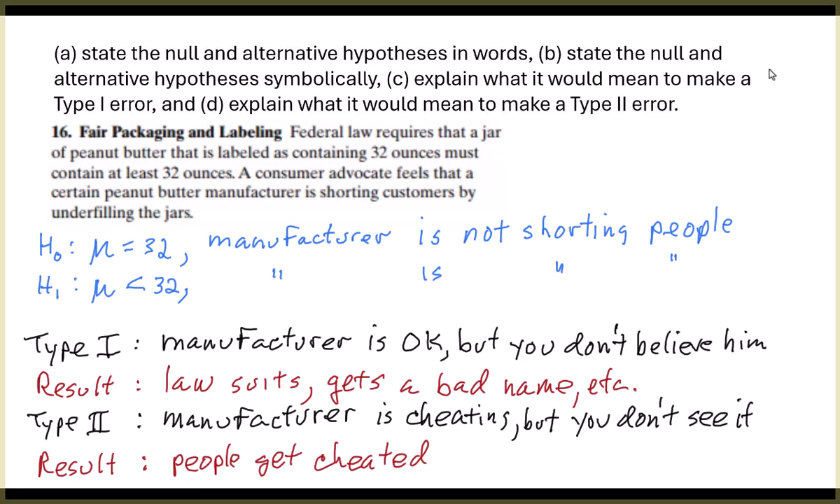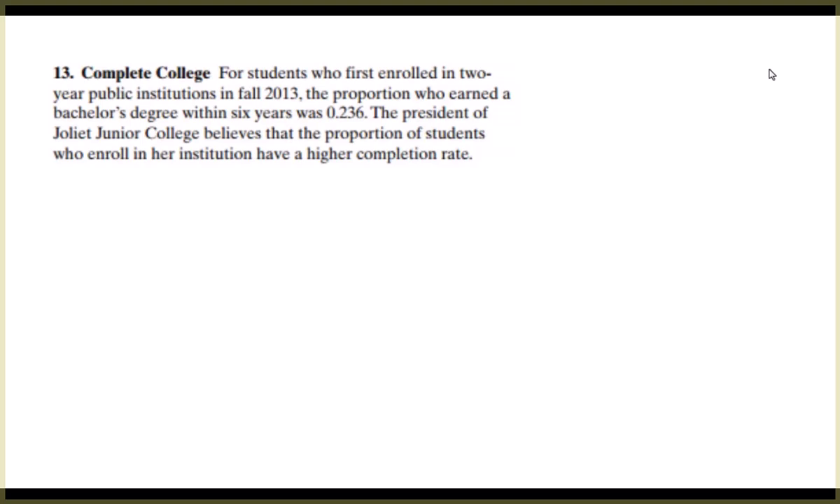Which is worse in this case, type 1 or type 2? I would go with 1. You're falsely accusing somebody. By the way, does stuff like this happen in criminal trials? Yeah. A criminal trial is a hypothesis test. More about that later.